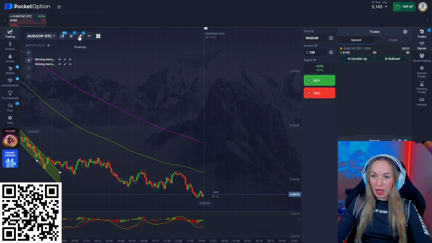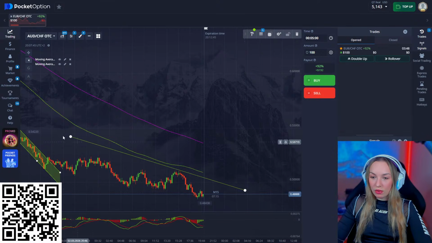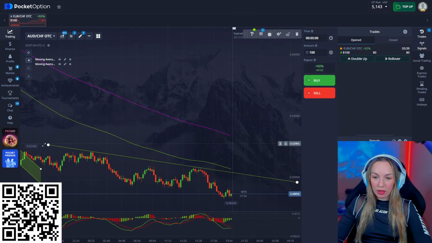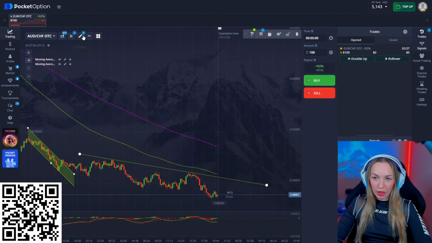Basically what I'm doing right now is looking for the charts with a clear structure where I can clearly see support and resistance, the range in which the price is moving, so I can open profitable trades.